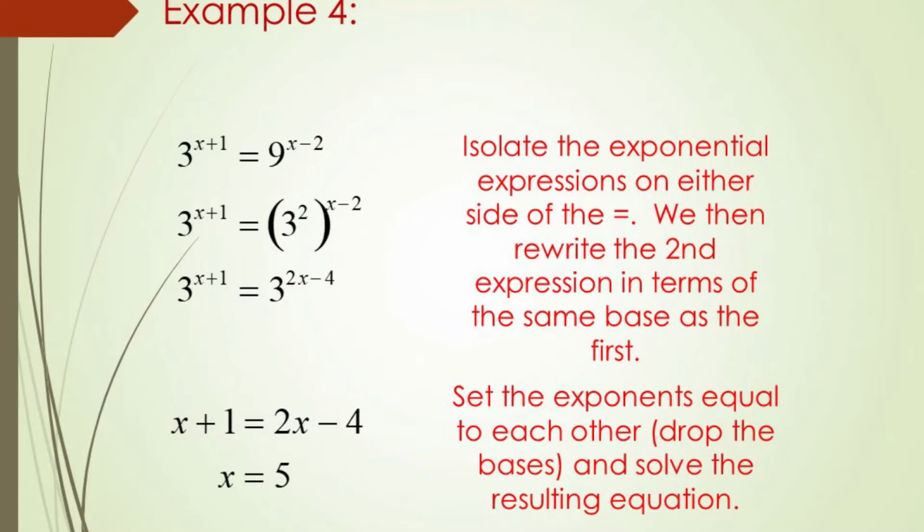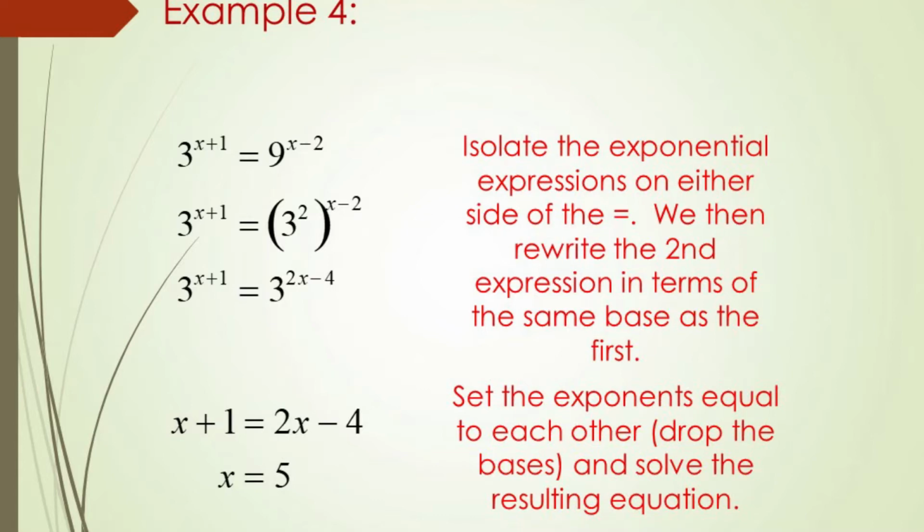So it will become 3 raised to x plus 1 is equal to 3 raised to 2, pertaining to 9, and multiply the exponent to x minus 2. So it will become 3 raised to x plus 1 is equal to 3 raised to 2x. How do we get 2x? Multiply 2 to the exponent outside. So 2 multiplied by x is 2x, and 2 multiplied by negative 2 becomes negative 4.